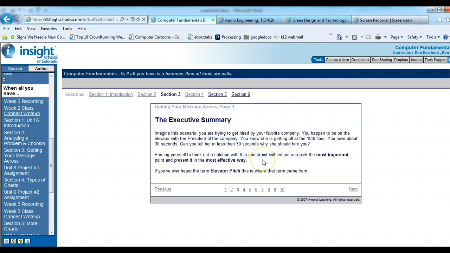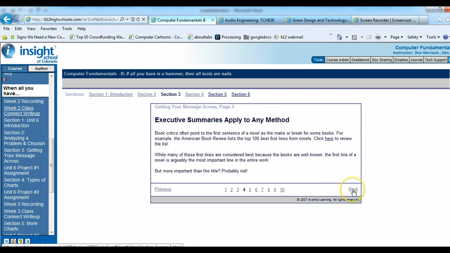Now, even though you won't be using elevator speeches, it still refers to any type of work that you do in technology. You want to do it the most effective way to reach your audience. And executive summaries, again, that's similar to the elevator speech, the best way to present something. So you can go here for a list of some of the great American books, and they have short executive summaries that tell you about the book.